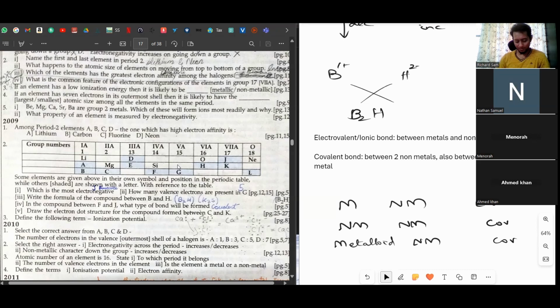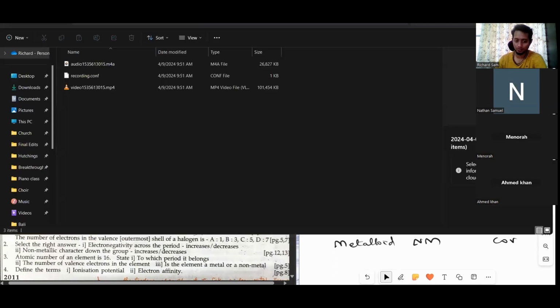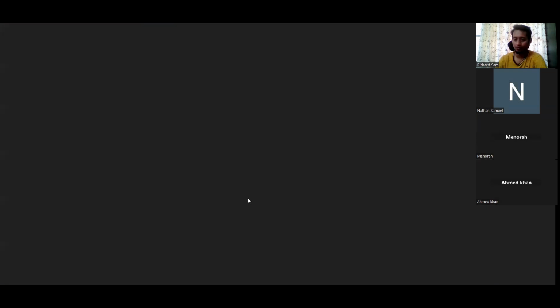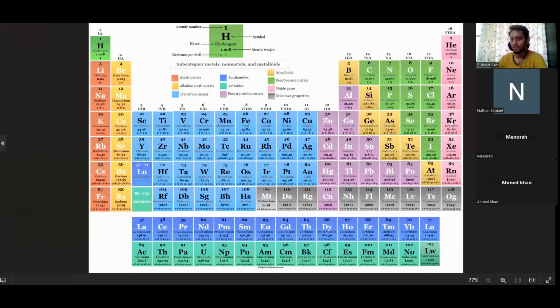Next, which element from group 2 will have the least ionization energy? As you go down the group, ionization potential decreases. Okay, so C has lesser. Identify the noble gas of the 4th period. They're saying identify the noble gas, so what is L? What is the actual name? The answer is krypton. Okay, krypton.